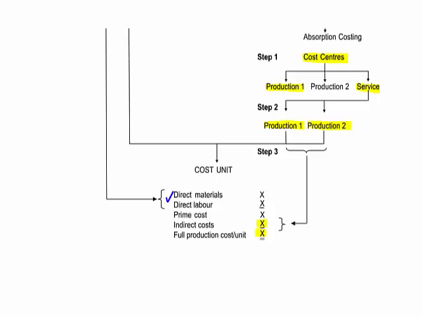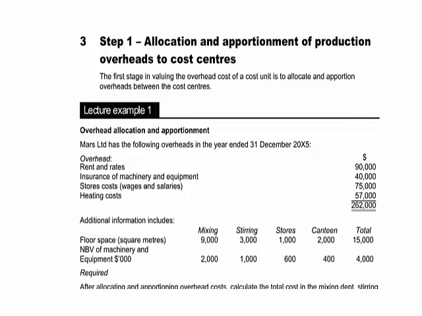But it's useful to keep coming back to this diagram to remind ourselves of what we're doing. So we start off then with step 1, getting all of our overheads into the cost centres. Then we want to get overheads only into production cost centres so that we can absorb those overheads based on usage of the resources per product into the cost card. We start off with step 1 then for allocation and apportionment of production overheads.